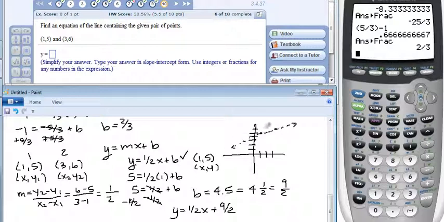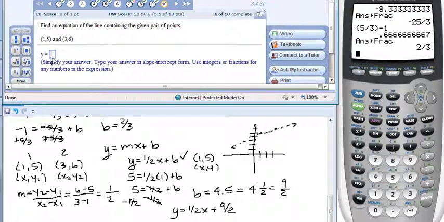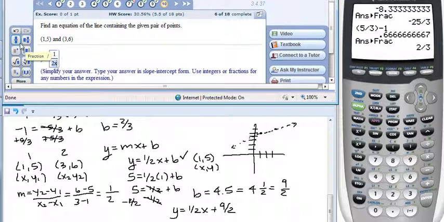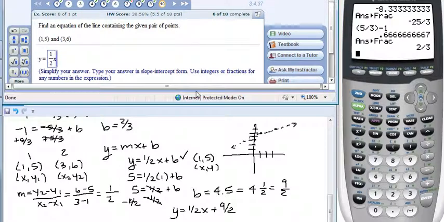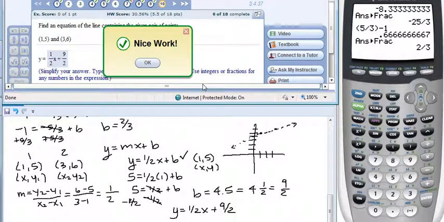And it's positive, it's going uphill. And 4.5, does that look like it's about right? 1, 2, 3, 4.5. Yeah, I'm just sketching here really quick, but it looks like my line could fall right in between there. So this looks very reasonable to me. So we have 1/2 x plus 9/2. Looks good.